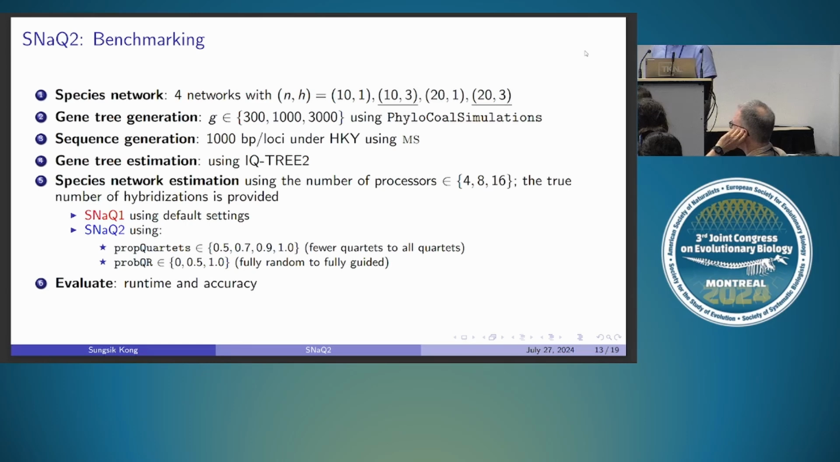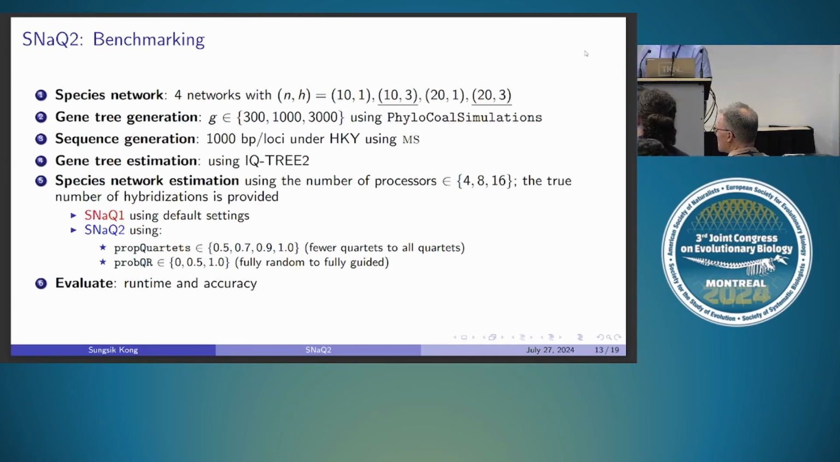And here is the simple pipeline for our simulation study. I manually selected 4 networks, with 10 tips with 1 and 3 reticulations, and 20 tips with 1 and 3 reticulations. And we simulated a set of gene trees, ranging from 300 to 3,000, using phylogenetic simulations. For each of those gene trees, we simulated sequences using MS under the HKY model, 1,000 bases per locus. And using the simulated sequence alignments, we estimated a set of gene trees using IQ-TREE. And using those estimated gene trees, we estimated networks using different computing powers, with the number of processors ranging 4, 8, and 16, and we gave the true number of hybridizations to make things easier.